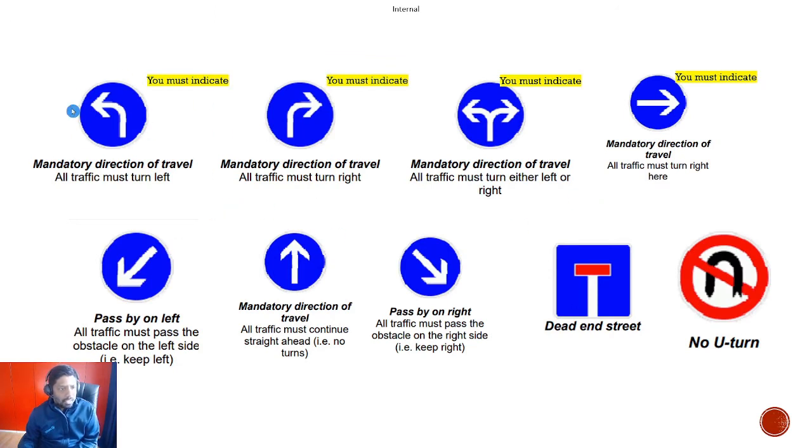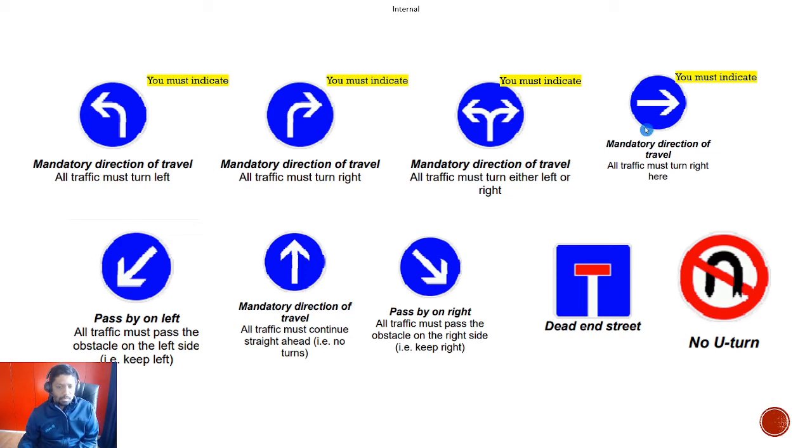If you see something like this, it depicts the mandatory direction of your travel. You must also indicate when you're turning right, but there is no option to move straight forward. So if you see this, you will have to turn right. If you see this, you can either turn left or right, but you cannot go straight ahead. If you see this, the mandatory direction to continue your journey is right.